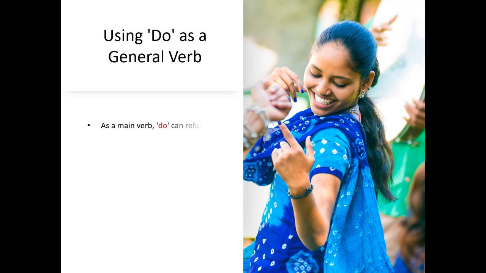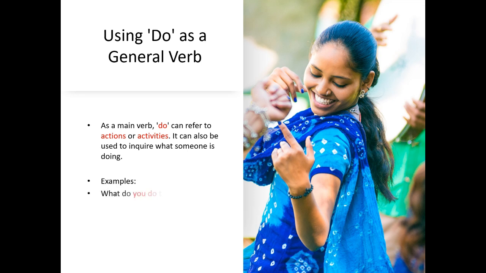Using do as a general verb. As a main verb, do can refer to actions or activities. It can also be used to inquire what someone is doing. Examples. What do you do to relax? I listen to music. Don't do that, Tommy. What are they doing? They are dancing.